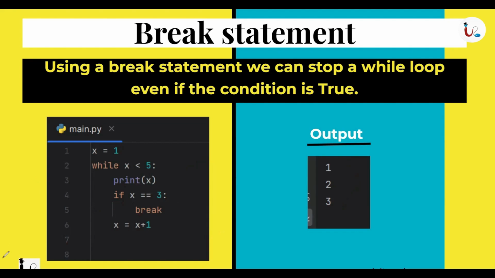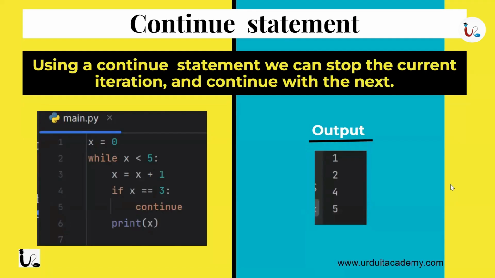I hope it's clear. We are going to see more examples using the break. Before that, let's learn what a continue statement is. Using a continue statement, we can stop the current iteration and continue with the next iteration, which means here in this example, you can see x is equal to 0.